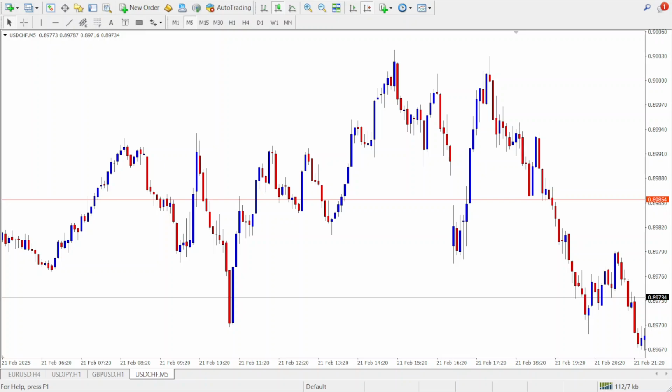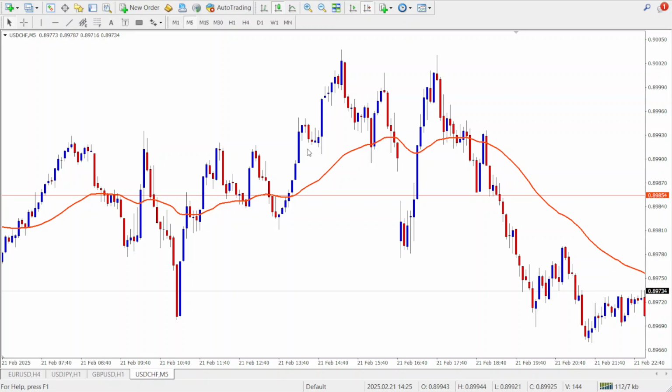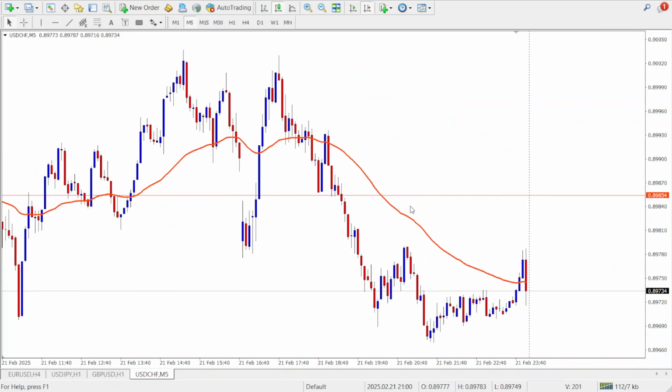Now let us start with the basics. What exactly are moving averages? A moving average is a mathematical calculation used to smooth out price action by filtering out the day-to-day price fluctuations. Essentially, it helps traders identify the direction of the trend over a specific period, be it in Forex, stocks, or other markets.